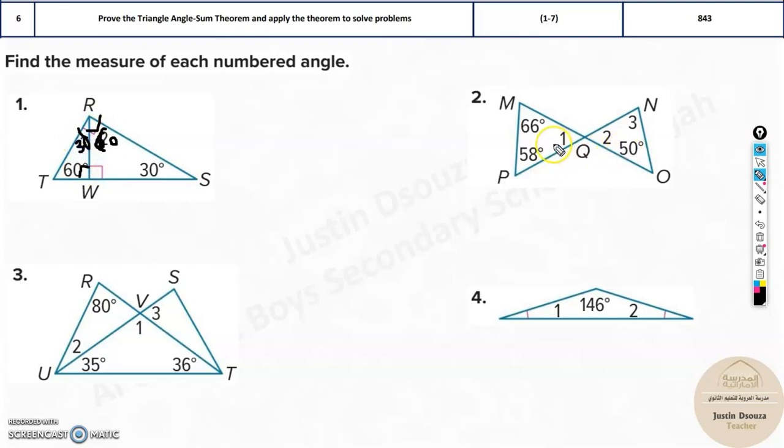So that's how we can do. Similarly over here, this angle is a right angle, so you need to solve this first. Add these up, it'll be 180. So 180 minus 66 minus 58 will give you 1.